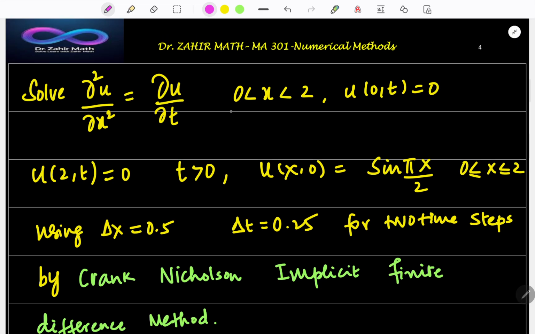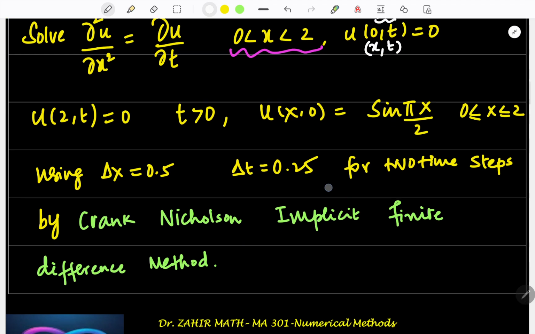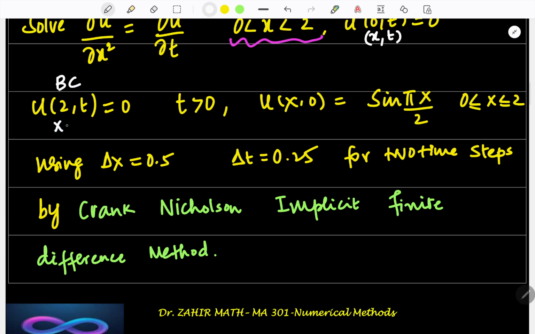0 ≤ x ≤ 2, right? And the boundary conditions: u(0, t) is equal to what? 0. u(x, t) at x equal to 2 is also 0. This is called the initial condition because it's at time t equal to 0.